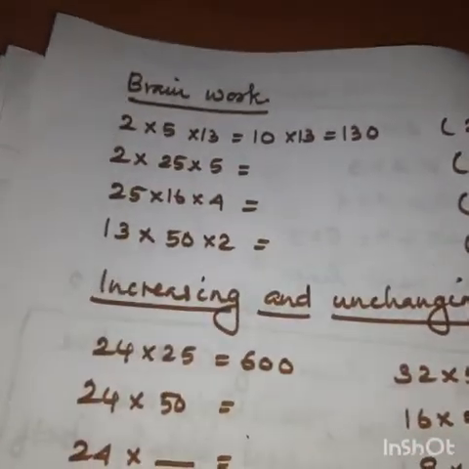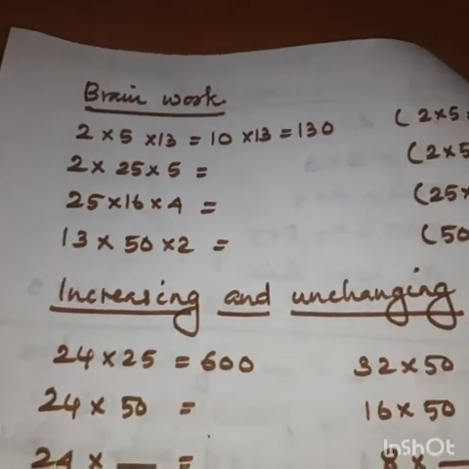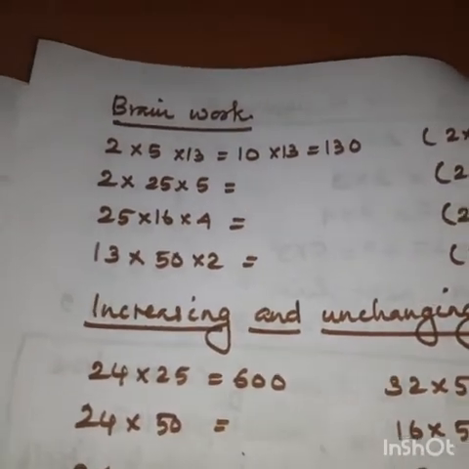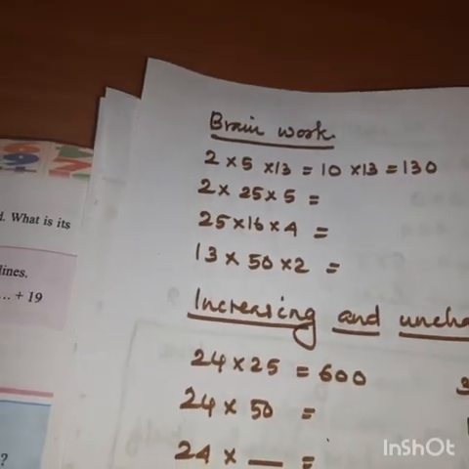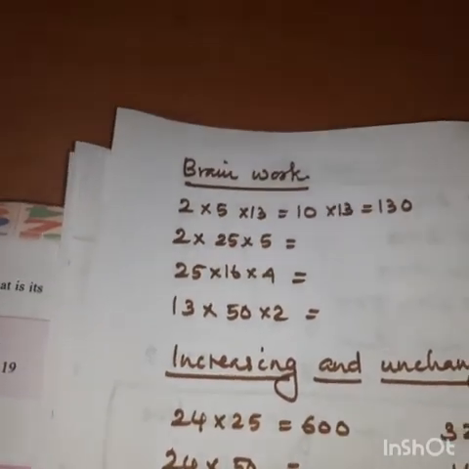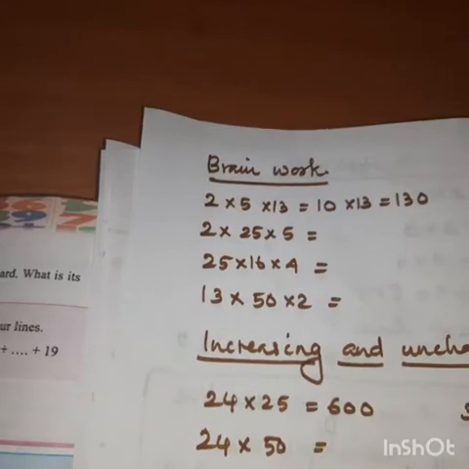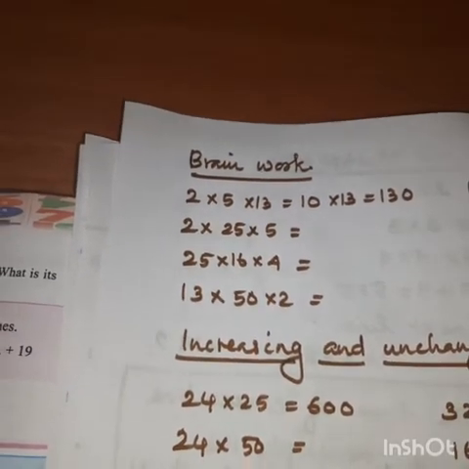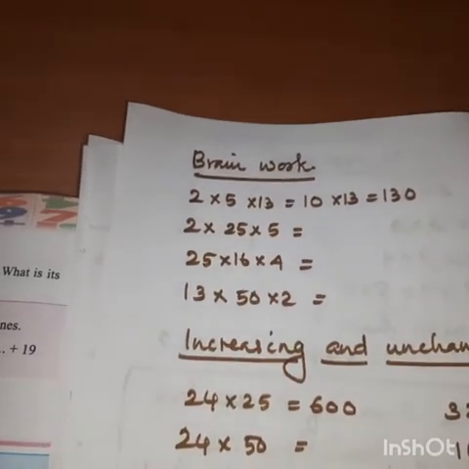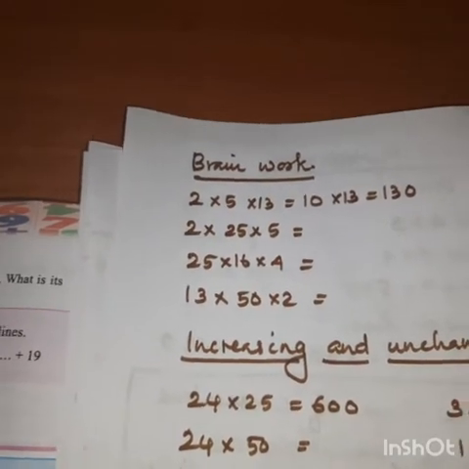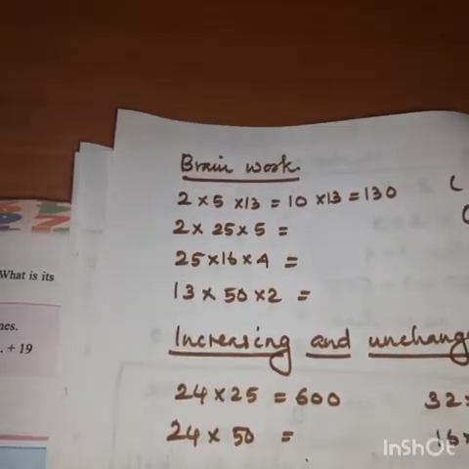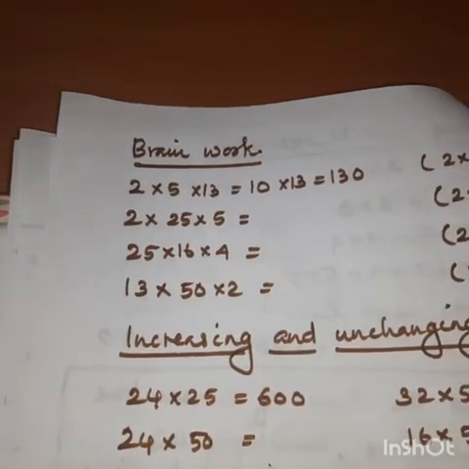So there is no change when the order of the numbers is changed. The product has no change in the case of addition and multiplication. For example, 2 plus 3 is equal to 5. There also 3 plus 2 is 5. 2 into 3 is equal to 6. 3 into 2 is equal to 6. Therefore, if the order is changed, there is no change in the product.